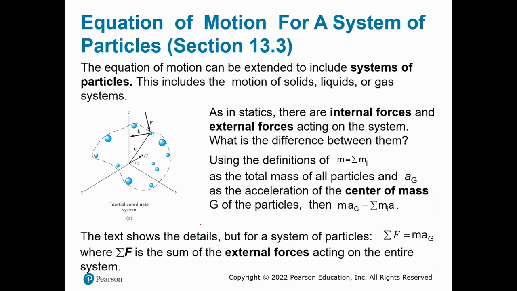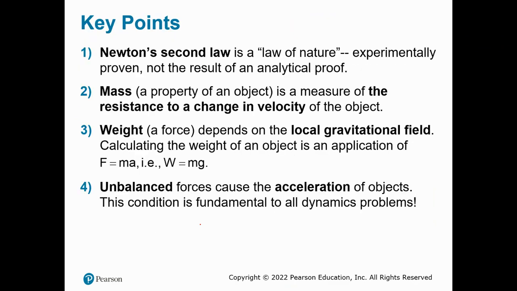Using the definition, let's imagine we have a bunch of little particles. The total mass m will be the little masses added together, the total mass of all the particles, and aG is the acceleration of the center of mass G of the particles. Then m aG equals sigma of mi ai, adding small particles together. The text shows the details, but for the system of particles, sigma F equals m aG, where sigma F is the sum of all the external forces acting on the entire system.